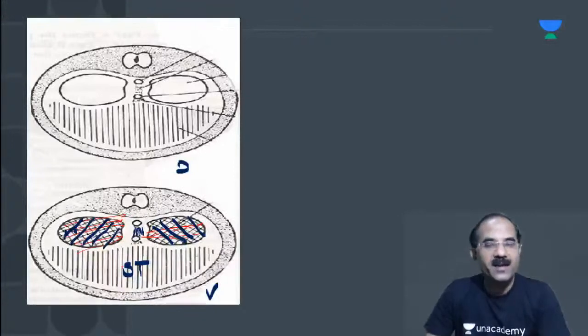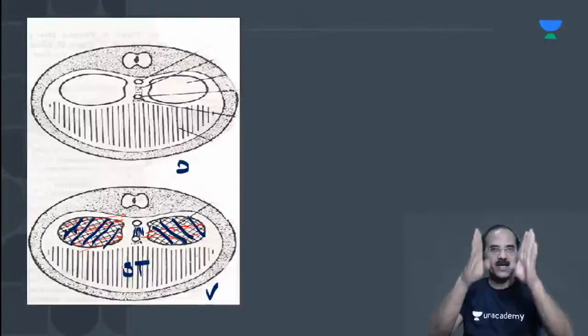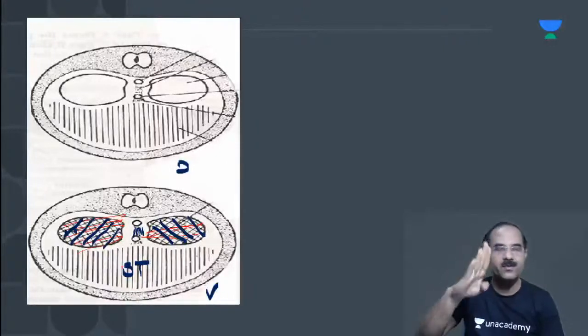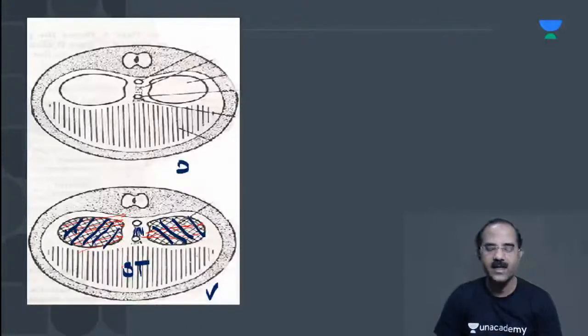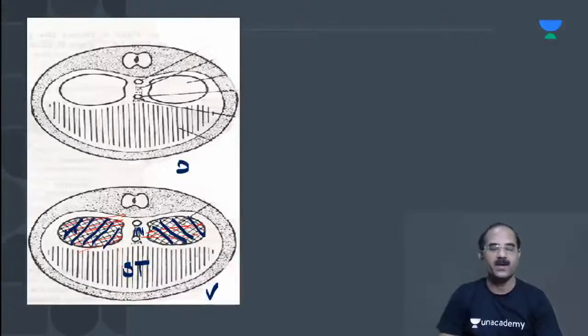Columns of Morgagni are in the anal canal. If you join the lower end of the anal columns, or the columns of Morgagni, you get a wavy line. What is that line? Dentate line. That was the dentate line. So that's about the Morgagni.